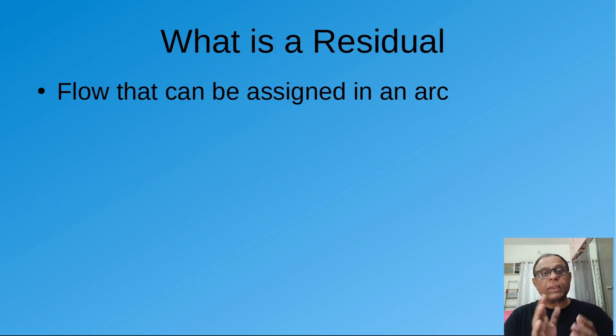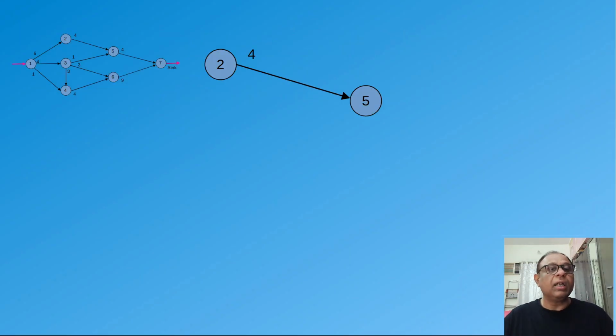Okay. Now let's go into what is residual. Residual is the flow that can be assigned to an arc. So let's take an example. Now, this is the current network that we had. This is shown on your left. It is small, okay, but pay attention to it. You have node 2, 5 here, where the maximum flow can be 4. So I have copied it down here. So this is your arc 2, 5, and the maximum flow that you can have through this arc is 4.